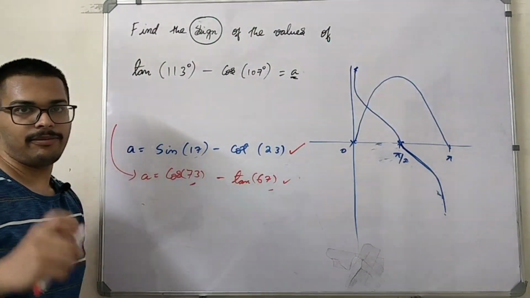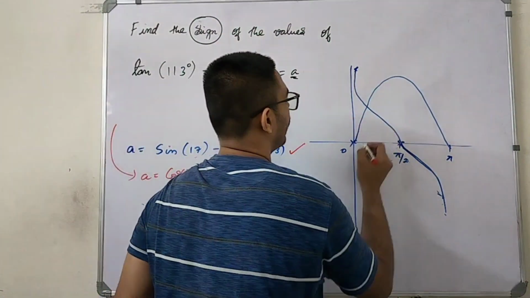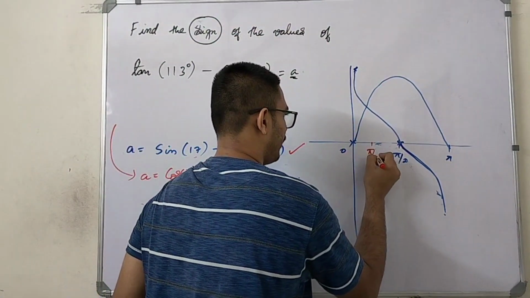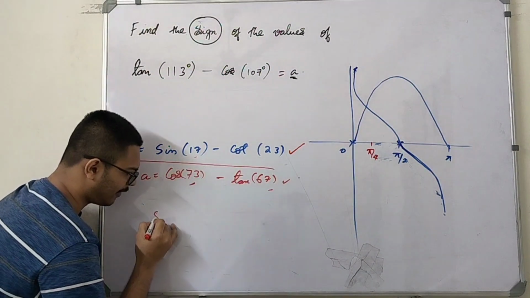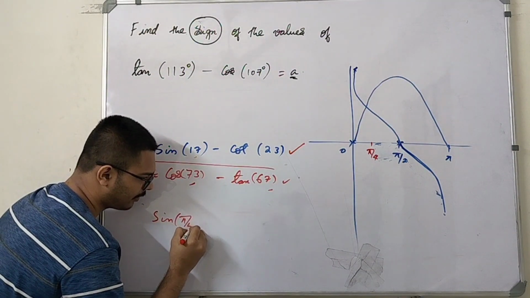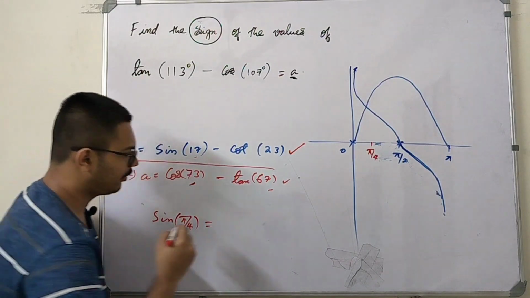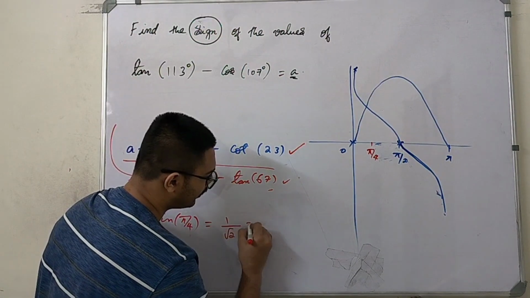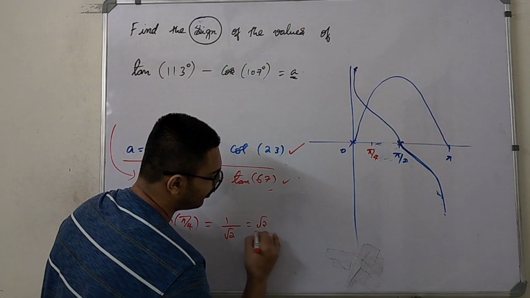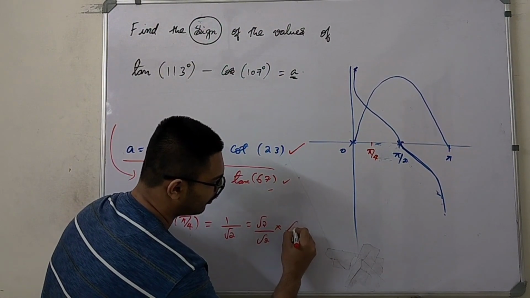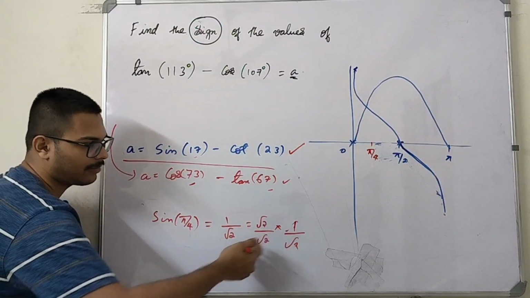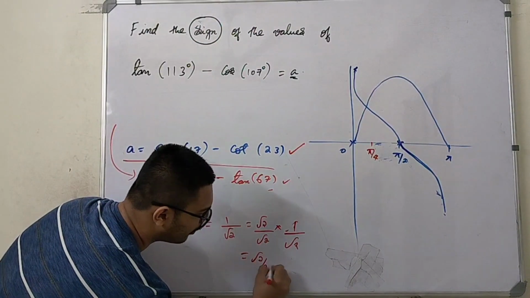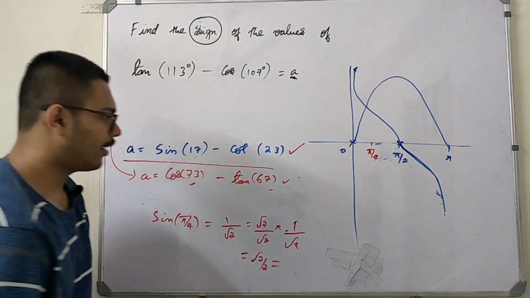Now I am considering the point pi by 4, and I am marking the point pi by 4. What is the value of sine pi by 4? The value of sine pi by 4 is equal to 1 by root 2, which, multiplying the numerator and denominator by root 2, gives root 2 divided by 2. What is the value of half root 2?